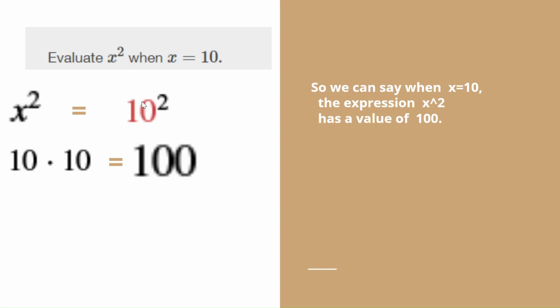Next, evaluate x to the power of 2 when x equals 10. The picture is not so clear, so I will say x to the power of 2 when x equals 10, sorry, 10 to the power of 2, and 10 times 10 equals 100. So we can say when x equals 10, the expression x to the power of 2 has a value of 100.